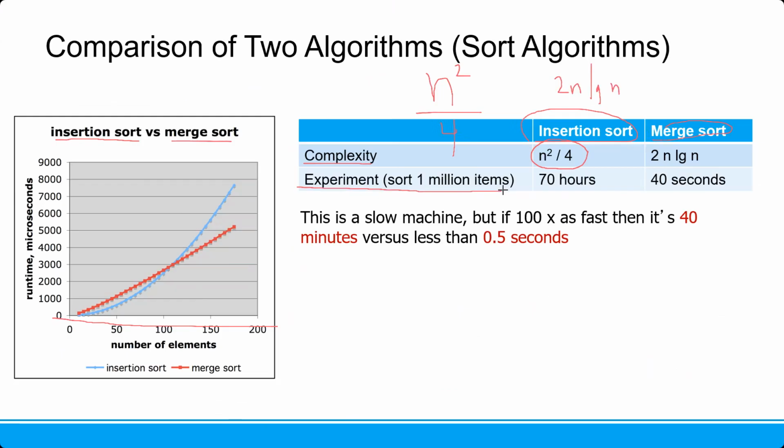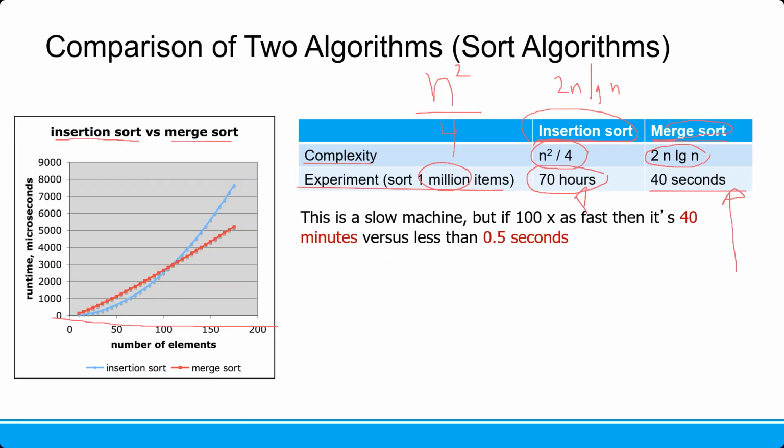Then when you do the experiment, when we have 1 million data, for the insertion sort, it will take 70 hours to solve the problem. When you use the merge sort with this function, it takes 47. So which algorithm will you choose? Of course, the better one. You want to get the faster result instead of this one, 70 hours.